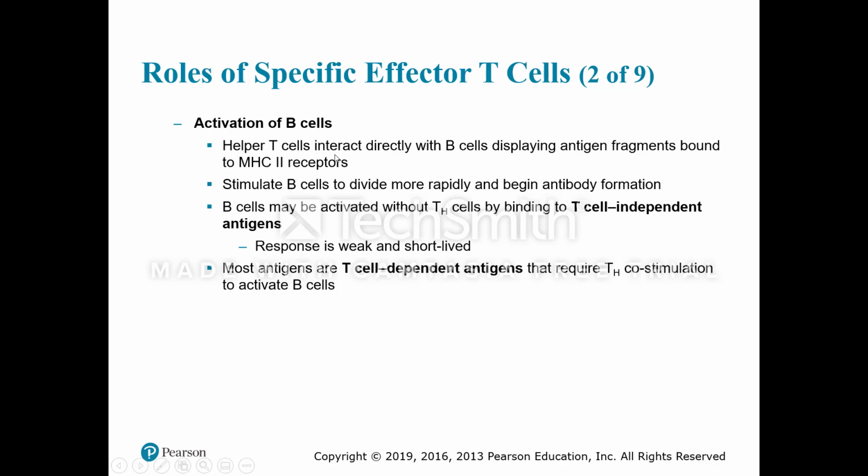The T cells also activate B cells. Helper T cells interact directly with B cells by displaying antigen fragments bound to MHC2 receptors. That's exactly one of the vital roles of the helper T cell: they stimulate the B cells to proliferate more rapidly and begin antibody formation. The B cells may be activated without the helper T cells by binding to T cell independent antigen, but the response is weak and very short-lived. So your helper T cell is actually a very good activator.